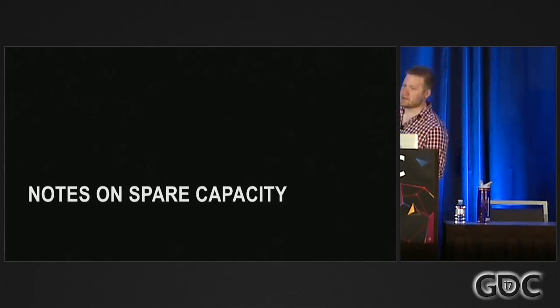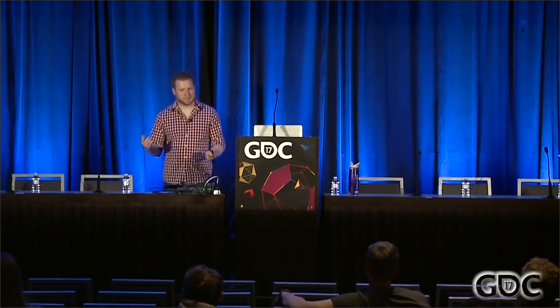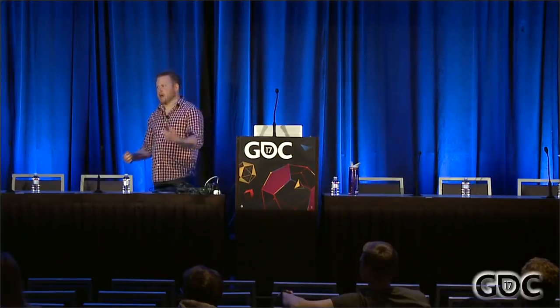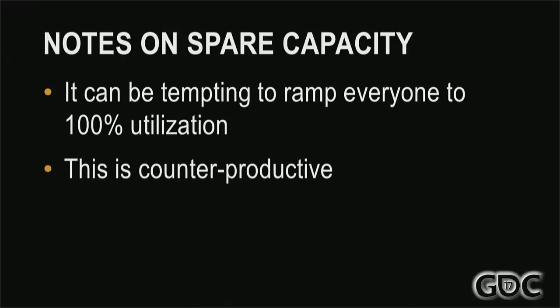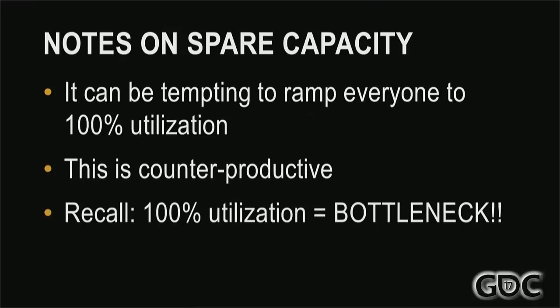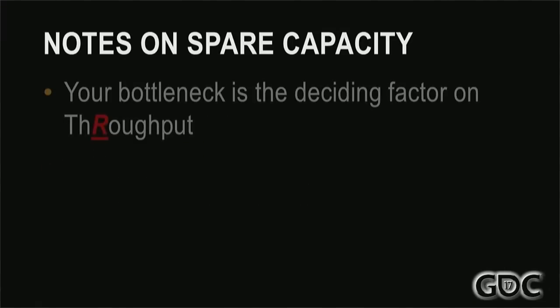So on the subject of spare capacity, it's important to provide some guidance from an operations science perspective. So it's a high-pressure industry. It's very tempting to ramp everybody up to 100% utilization. From an operations science perspective, this is actually counterproductive. Because remember, 100% utilization means somebody is a bottleneck. Your bottleneck is the deciding factor of your throughput. The bottleneck determines how fast you move.